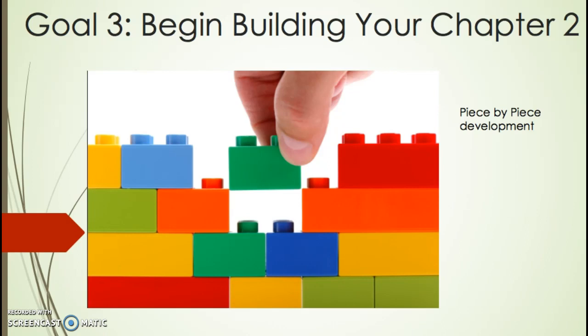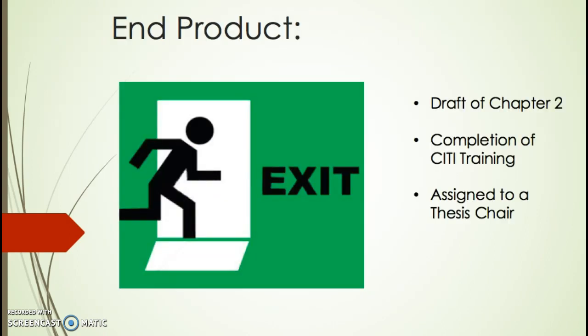Your final assignment, of course, is to turn in that literature review, and then you will take it on to your thesis chair, who I'll assign at the end of the course. The end product, again, as stated, is to draft your Chapter 2, to complete that training. And then finally, I will use your area of interest to assign a thesis chair to you.